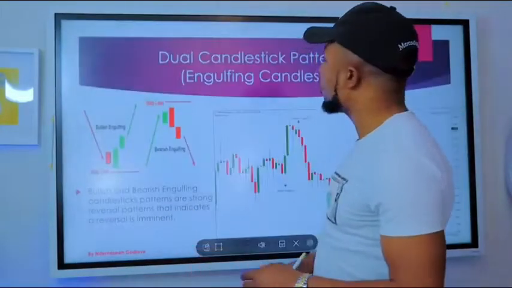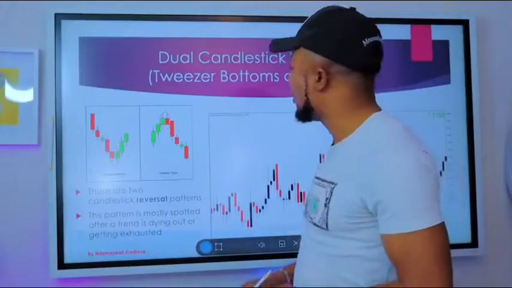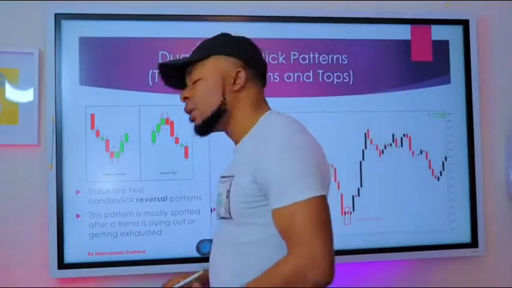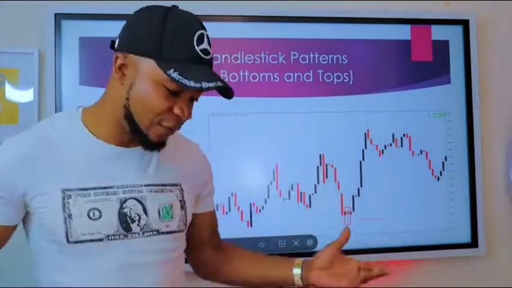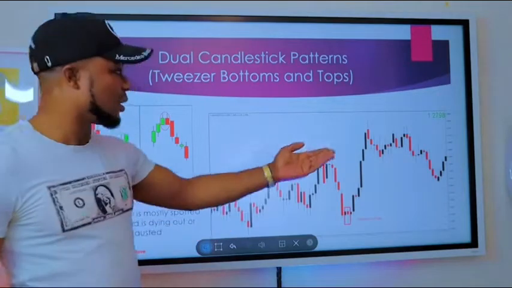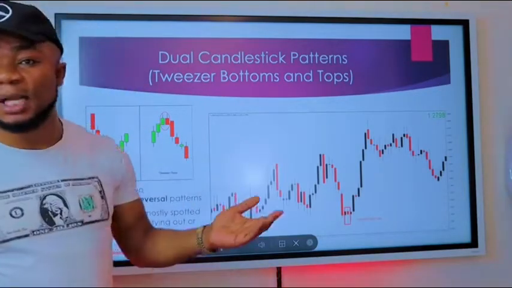All right. So now let's go to the other one, which is tweezer. I like this one a lot. It is called tweezer bottoms or tweezer tops. The most important thing is that it's called the tweezer. If it occurs at the support, it is called tweezer bottom. And if it occurs at the resistance, it is called what? Tweezer tops. As easy as that.